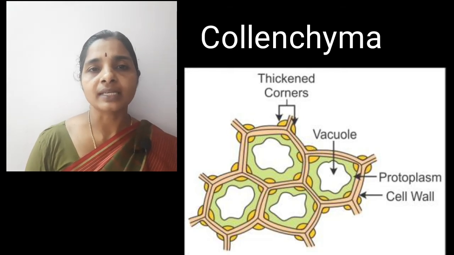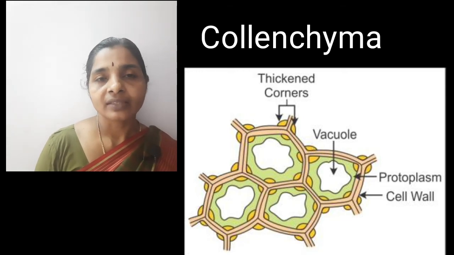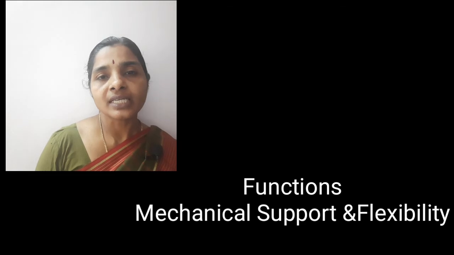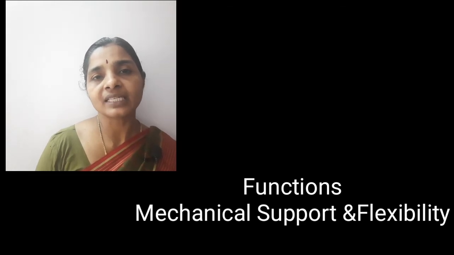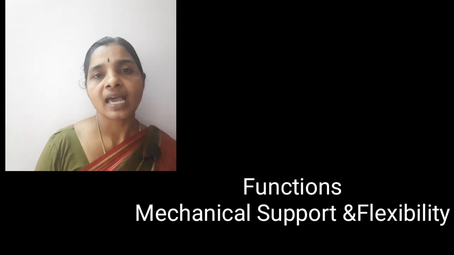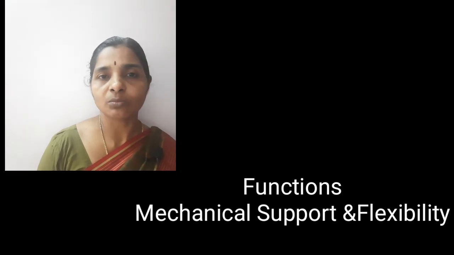And these cells are present at the peripheral sides of the stem and leaves. That is, they are present in the leaf stalk below the epidermis. And what is the function of this collenchyma? These collenchyma provide mechanical support and also flexibility. And it also allows bending of tendrils and stem of climbers without breaking. That's all about collenchyma.